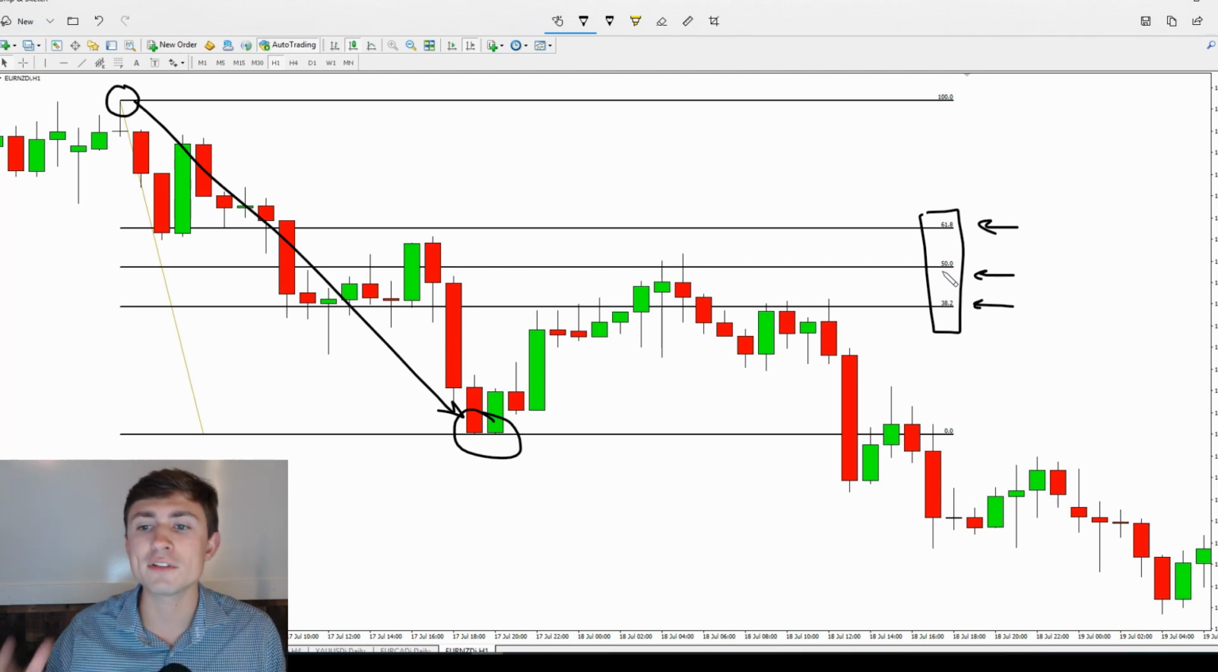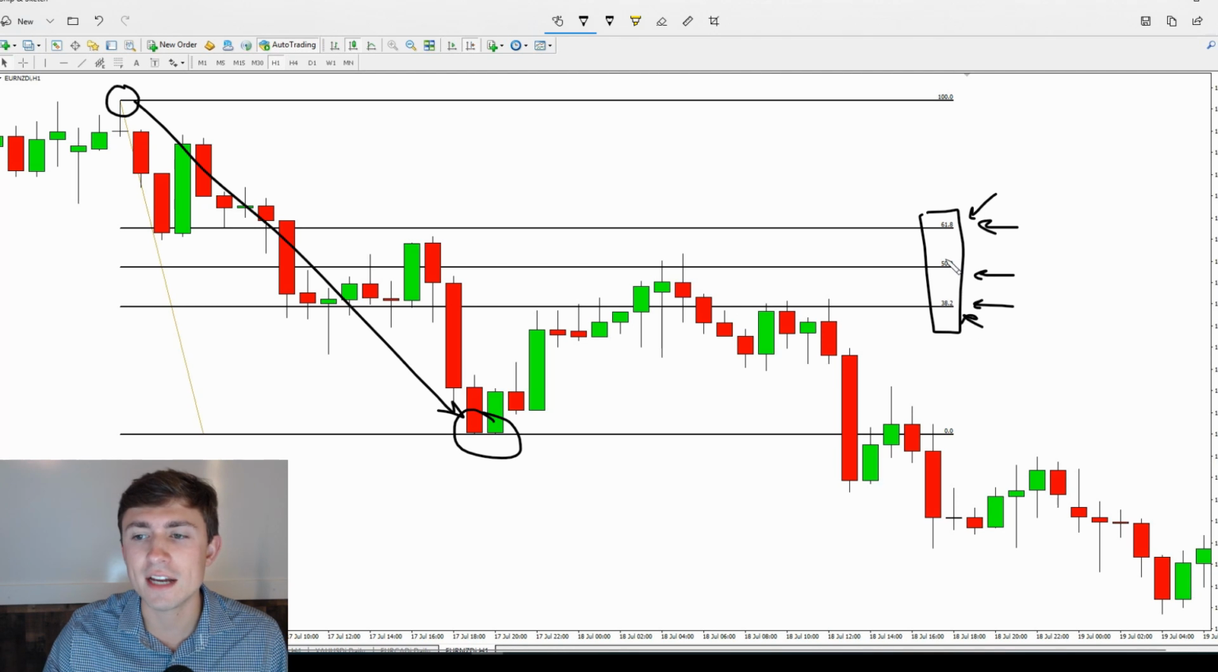Now, these are levels of pullback, again, based on the Fibonacci retracement, or Fibonacci mathematical formula. Again, I don't want to go into too much detail there. If you would like to, you can do a quick YouTube search about Fibonacci and you'll understand why these levels make sense.